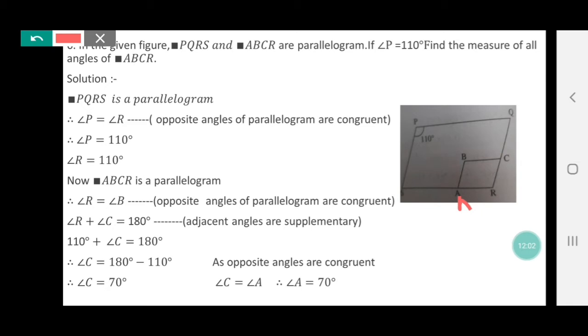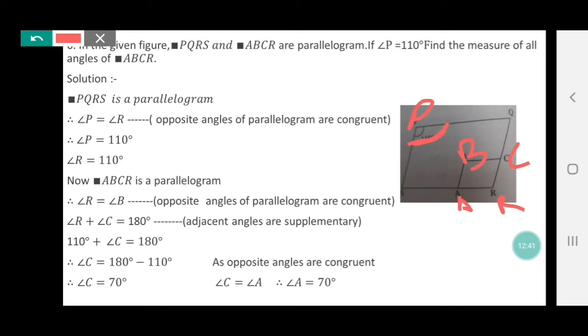Now here it is A, here it is R, here it is B, and here it is C, right? So, the measure of one angle of the outer quadrilateral is given to us as 110, that is angle P. Angle P is 110. So, the opposite angles of the outer parallelogram, that is PQRS, are congruent. So, angle R will also be 110, right? As angle R is 110, then we move on to the inner parallelogram, that is ABCR.